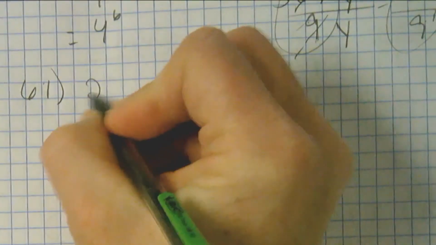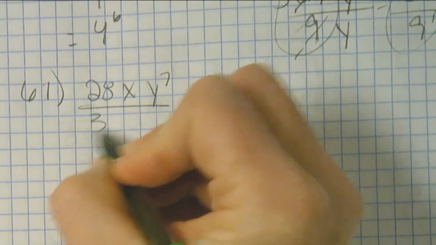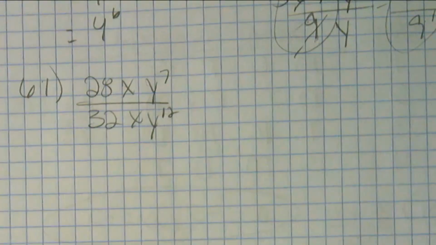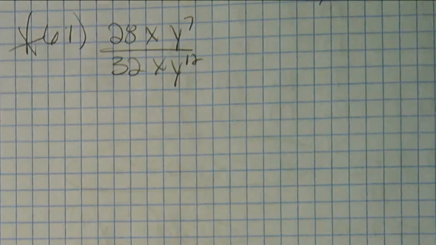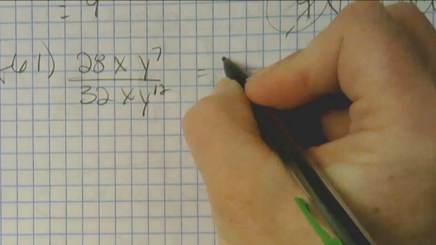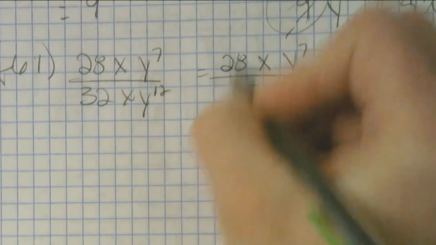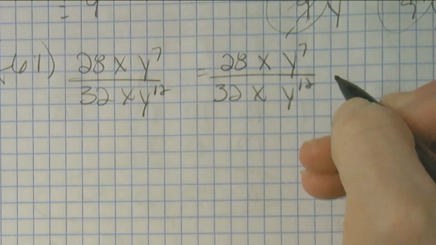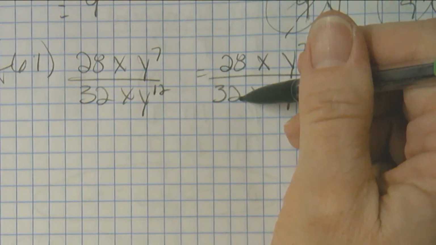All right, if I take a look at 61. 61 said I have 28xy to the 7th over 32xy to the 12th. This is more like what you're going to get on your test. All right, so I'm just going to rewrite this so I can show dividing out common factors between the numbers. The numbers part of that. All right, well, 28 and 32 have a common factor of 4.